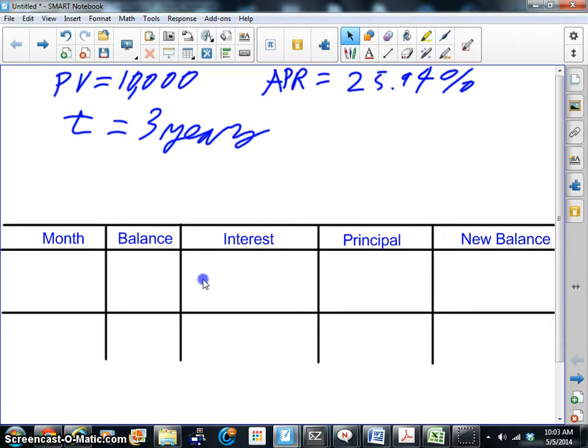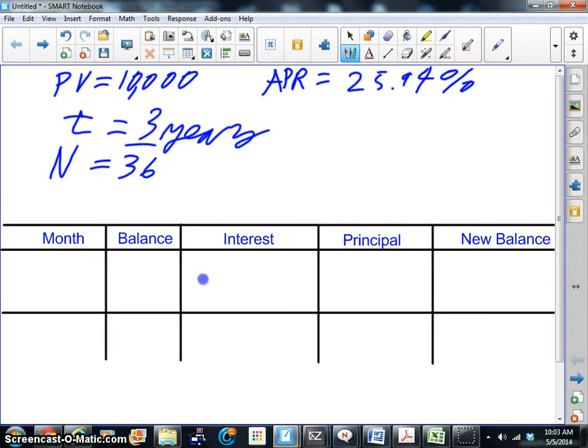We're going to use something called an amortization table to analyze what's going on with our debt as we pay it off. We're going to start out with our months. If we have 3 years, and since this is a monthly bill, this is actually going to be 36 months. That's big N, just to let you know, the total number of periods that are going by.